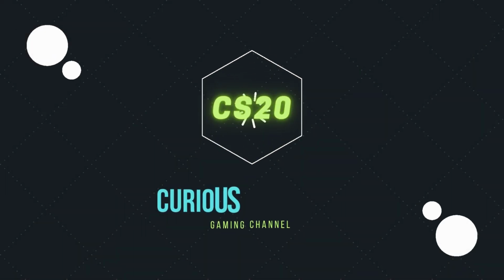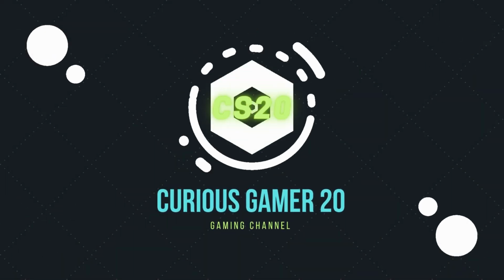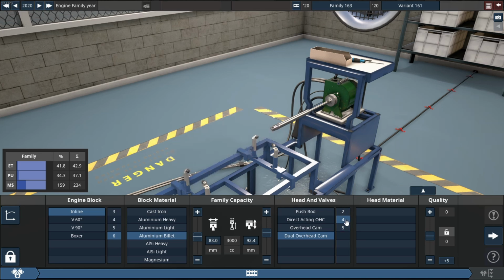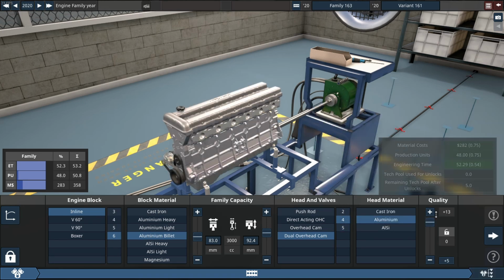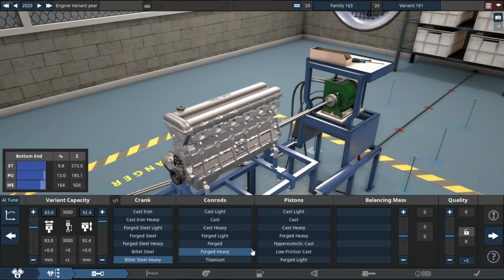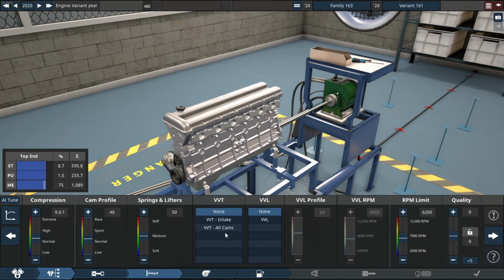In today's video, we are building another viewer-suggested engine. The comment goes as follows: extract the most power out of an inline 6 with the engine without sacrificing reliability or affordability. So thank you for that wonderful suggestion. And also, we're going to be doing a German base engine, which is going to be the Mercedes M256 engine, which is an inline 6 engine.